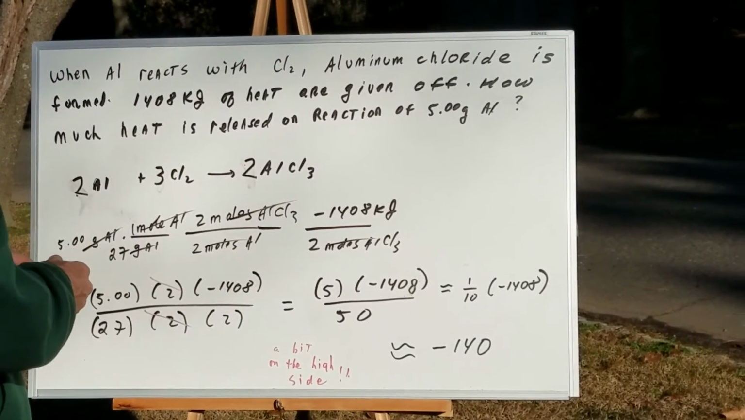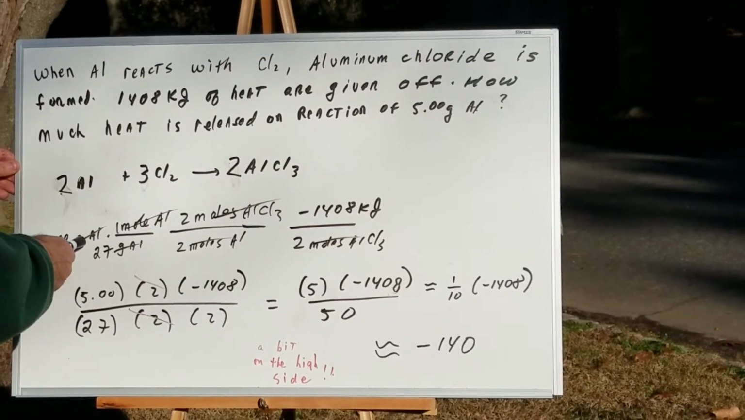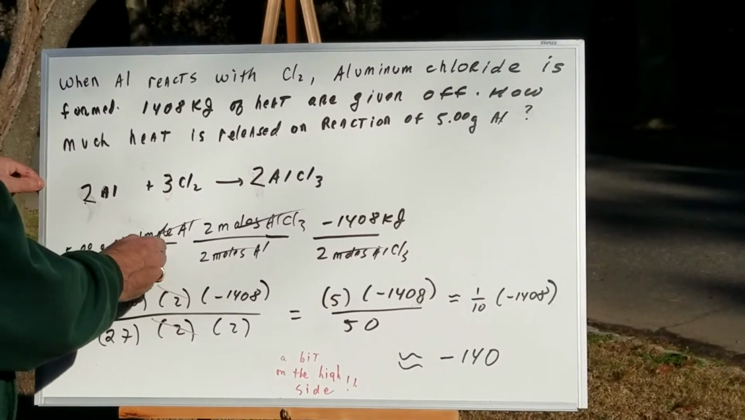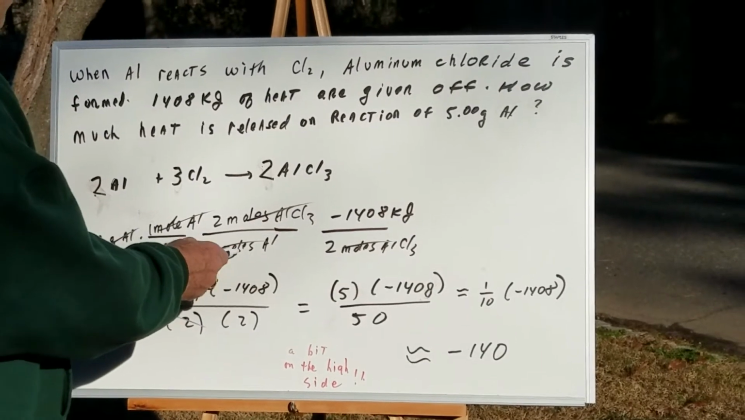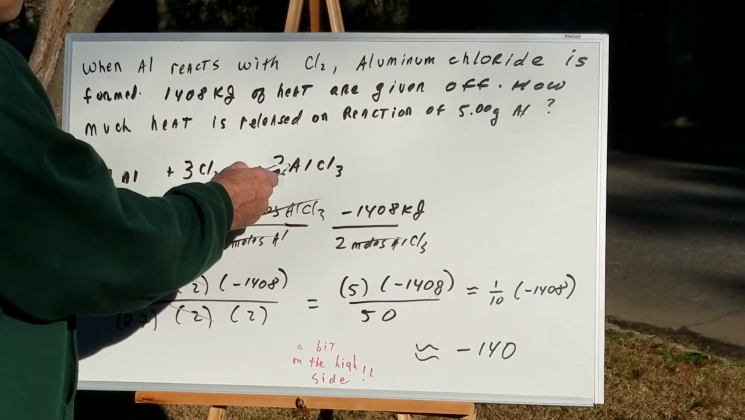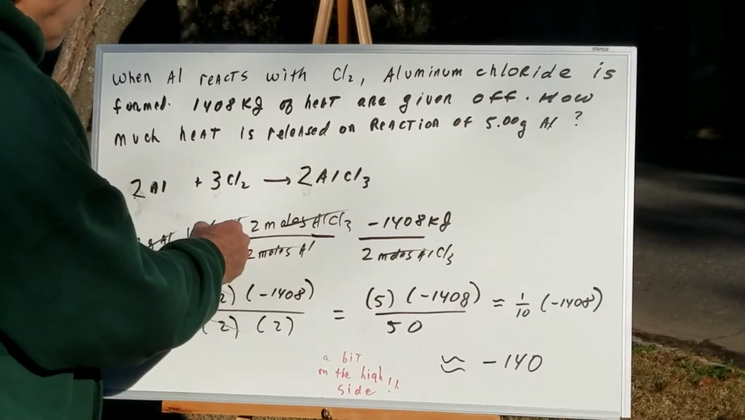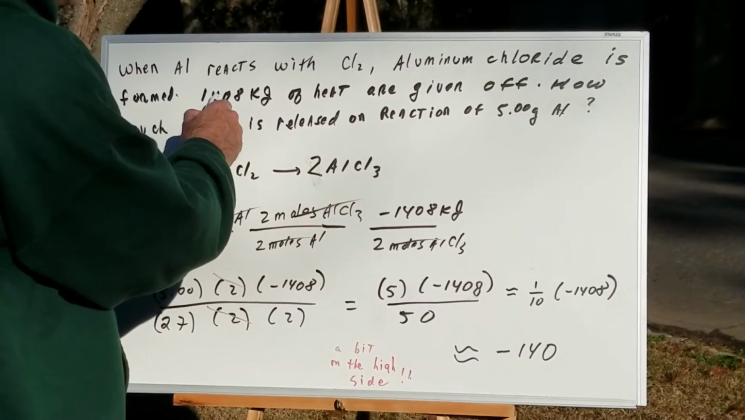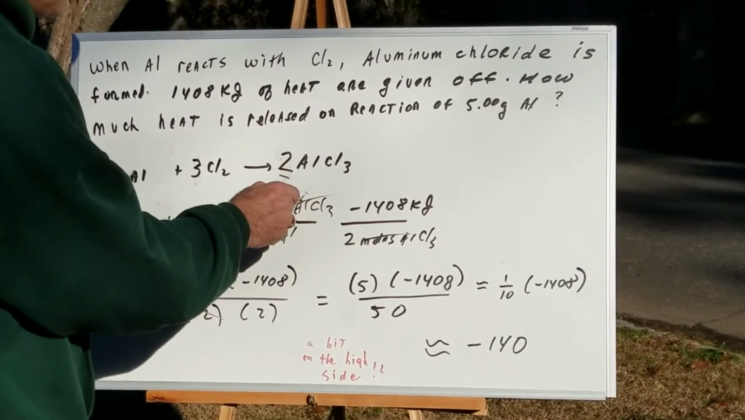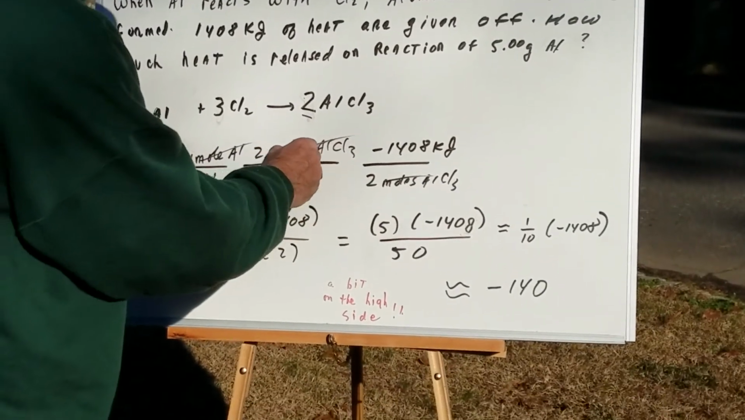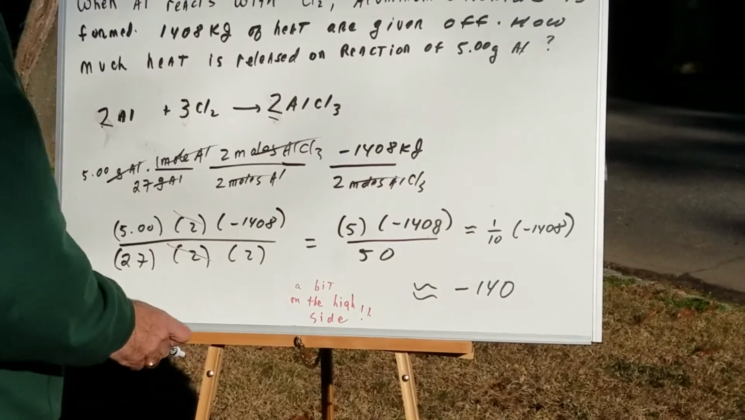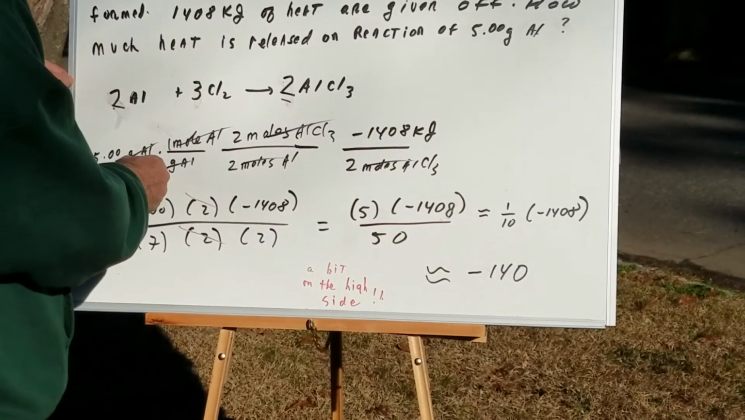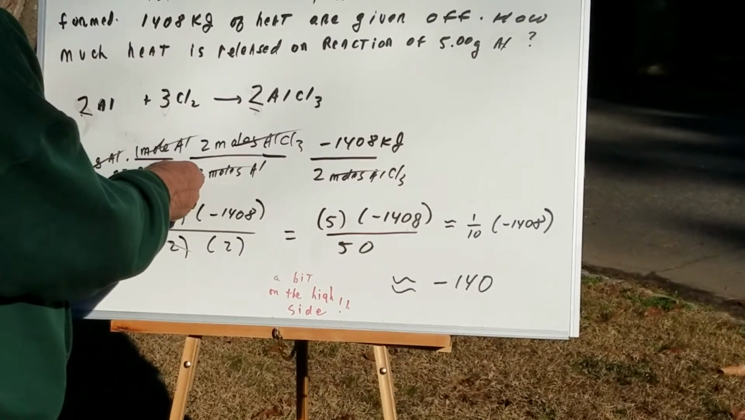Now, all I'm going to do is dimensional analysis. I'm going to take 5 grams of aluminum and convert it into moles as usual. 1 mole of aluminum is 27 grams. Grams cancel out. 2 moles of aluminum react to form 2 moles of aluminum chloride. So notice the moles of aluminum cancels. And finally, the whole reaction is minus 1408 kilojoules, and that's for 2 moles of aluminum chloride. So what I did is cross that out, and I got my answer in kilojoules. So it's going to be 5 times 2 times minus 1408 over 27 times 2 times 2.